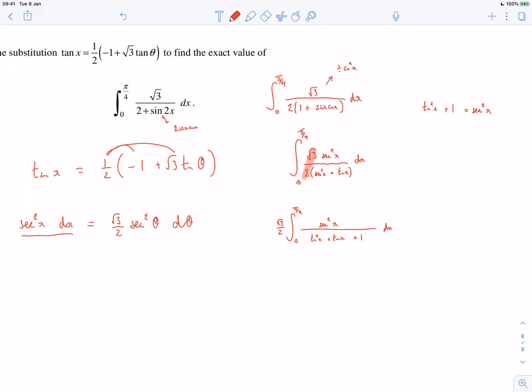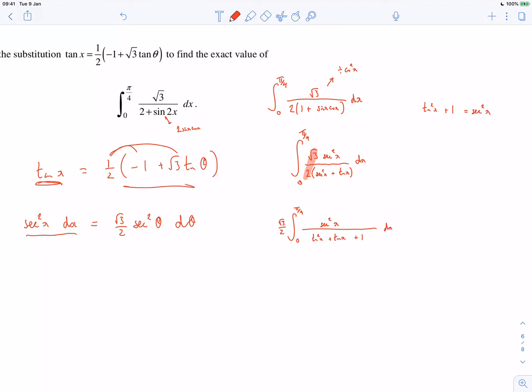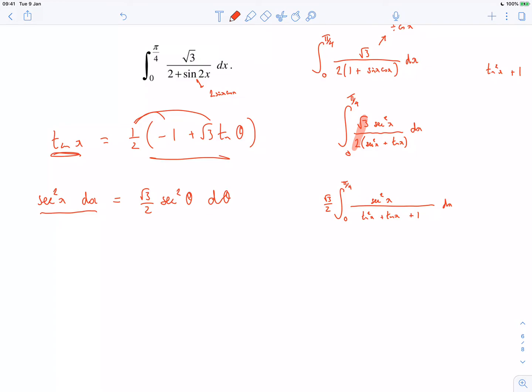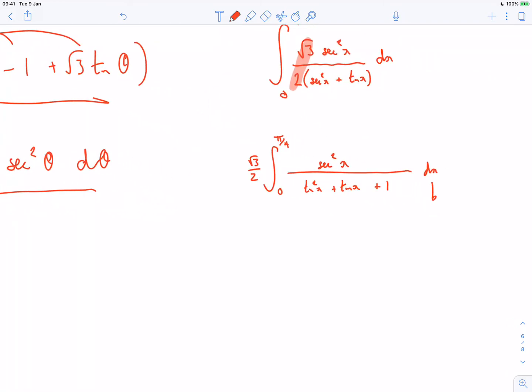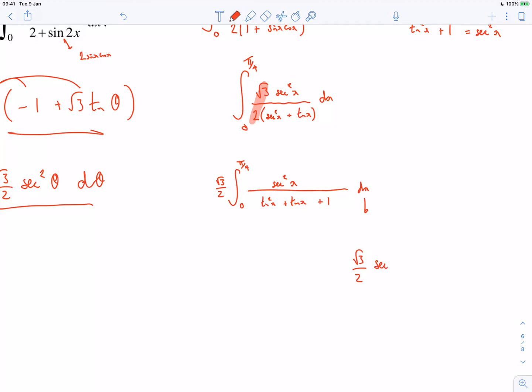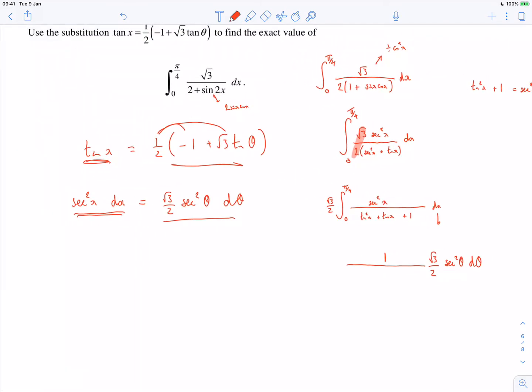And now, I think you find we're ready to substitute things in. For example, I know that sec squared dx can be replaced with root 3 over 2 sec squared theta. So if I replace this dx with root 3 over 2 sec squared theta d theta, the top is going to be a 1, right? Because we replace sec squared dx with that, so that term disappears. This integral, root 3 over 2 there.